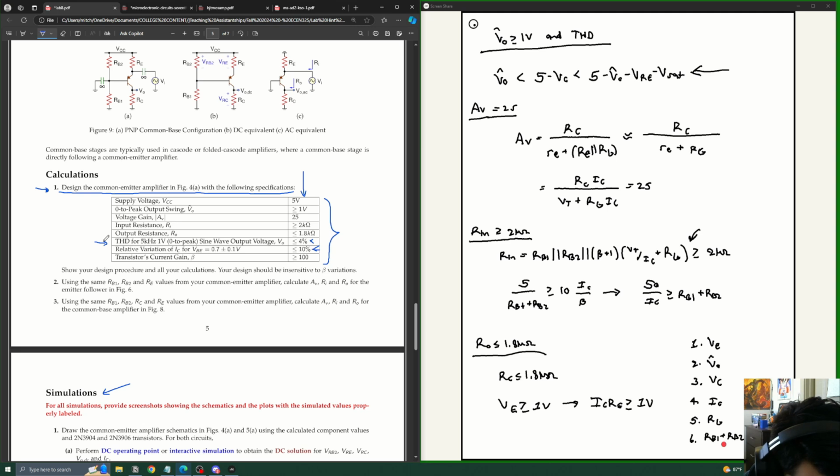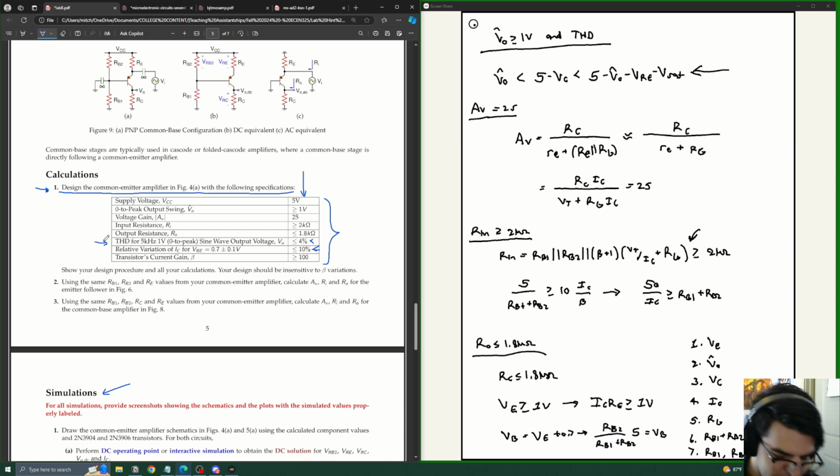And then we can pick what RB1 plus RB2 is, and then you're going to be able to pick RB1 individually and RB2 individually according to the fact that the base voltage has to be the emitter voltage plus 0.7, right? So you can go ahead and calculate it with RB2 divided by RB1 plus RB2 times 5, right? So then you can get your VB right there, which needs to be 0.7 greater than whatever your emitter voltage is, right? So you can follow my design procedure, and then you can reach what I've got.